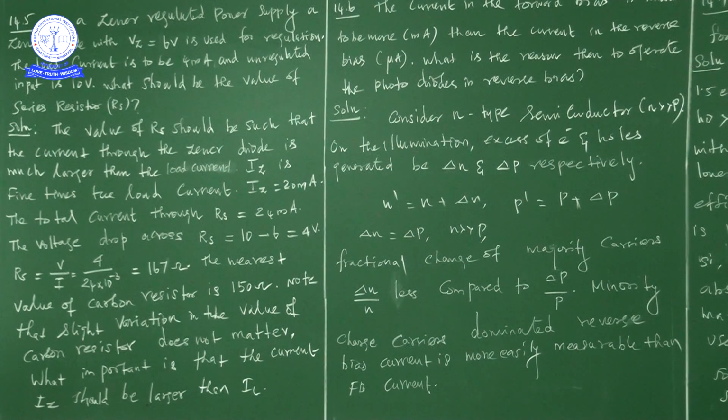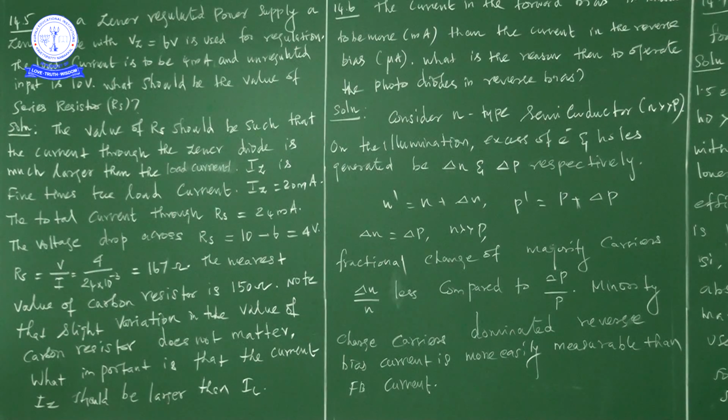If you want to calculate the total voltage across the Zener diode regulator circuit, V is equal to Vs plus Vz. V is the total potential, Vs is the potential across the series resistor, and Vz is the voltage across the Zener diode.